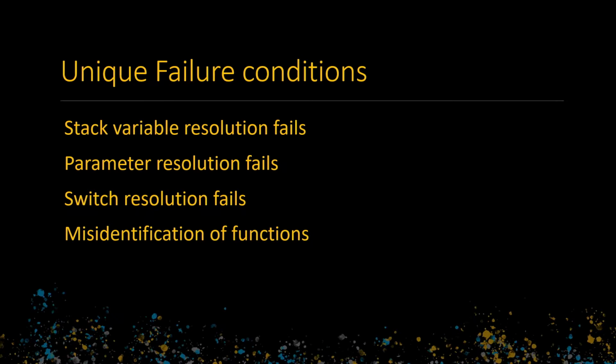So what happens when stack resolution fails, when you can't figure out where all of the variables are? What happens when you think there are too many parameters to a function, or your switch resolution fails? You are unable to determine the outgoing indirect edges from an indirect jump instruction. Or what happens when you've misidentified a function, where you may have a false positive or false negative when misidentifying those.